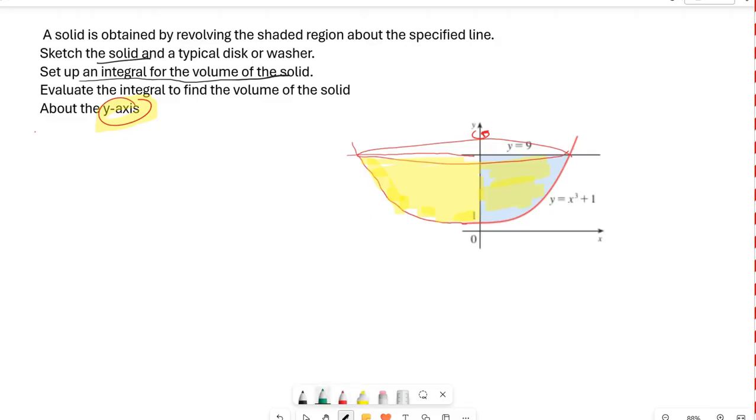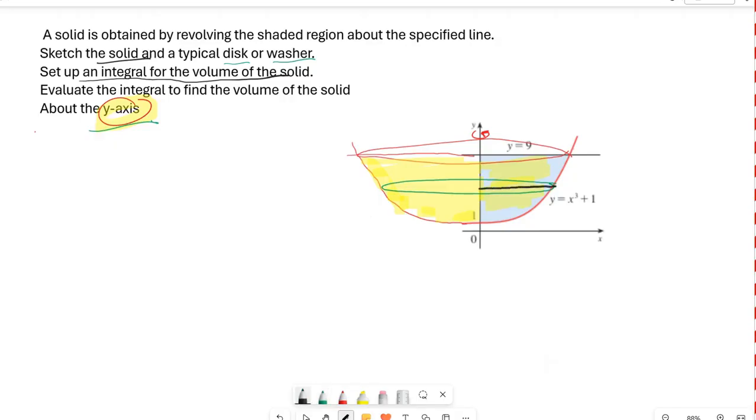Now, once you have a solid of rotation, we're going to use either the disk or washer method. So, perpendicular to the axis of rotation. The axis of rotation here is the y-axis. Perpendicular to that, you're going to cut it with a plane surface and see what your cross section is. Your cross section in this case is going to be a circle.